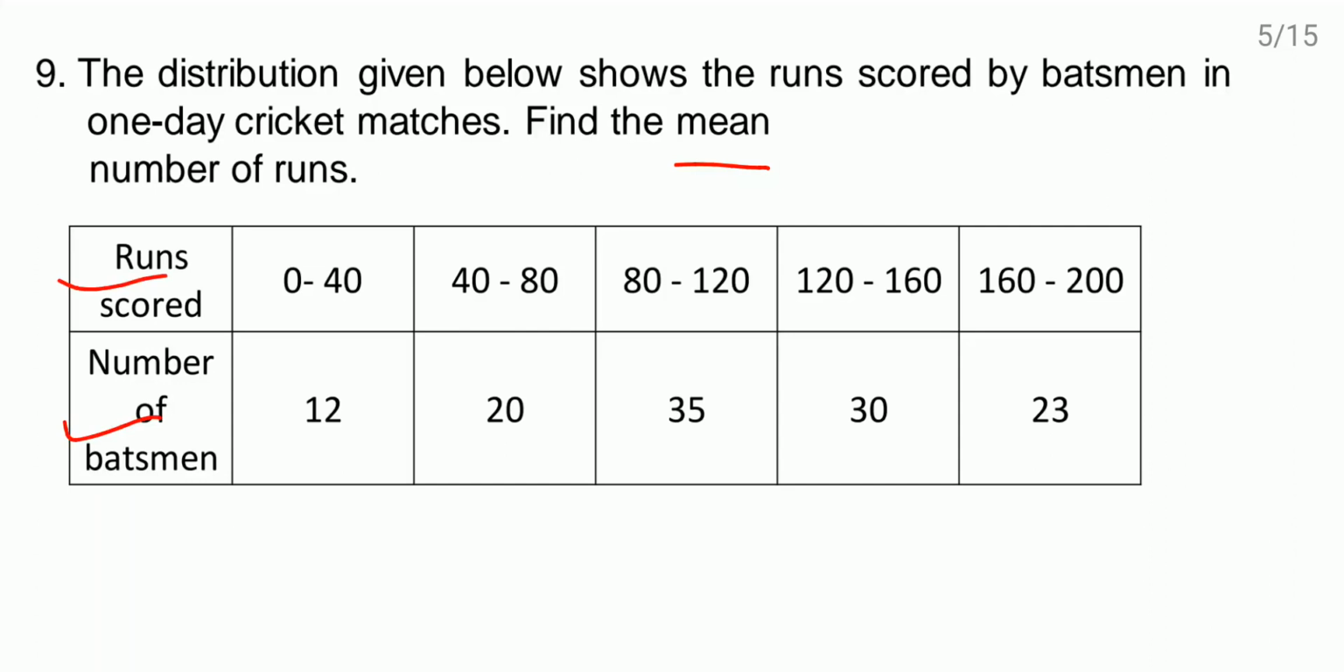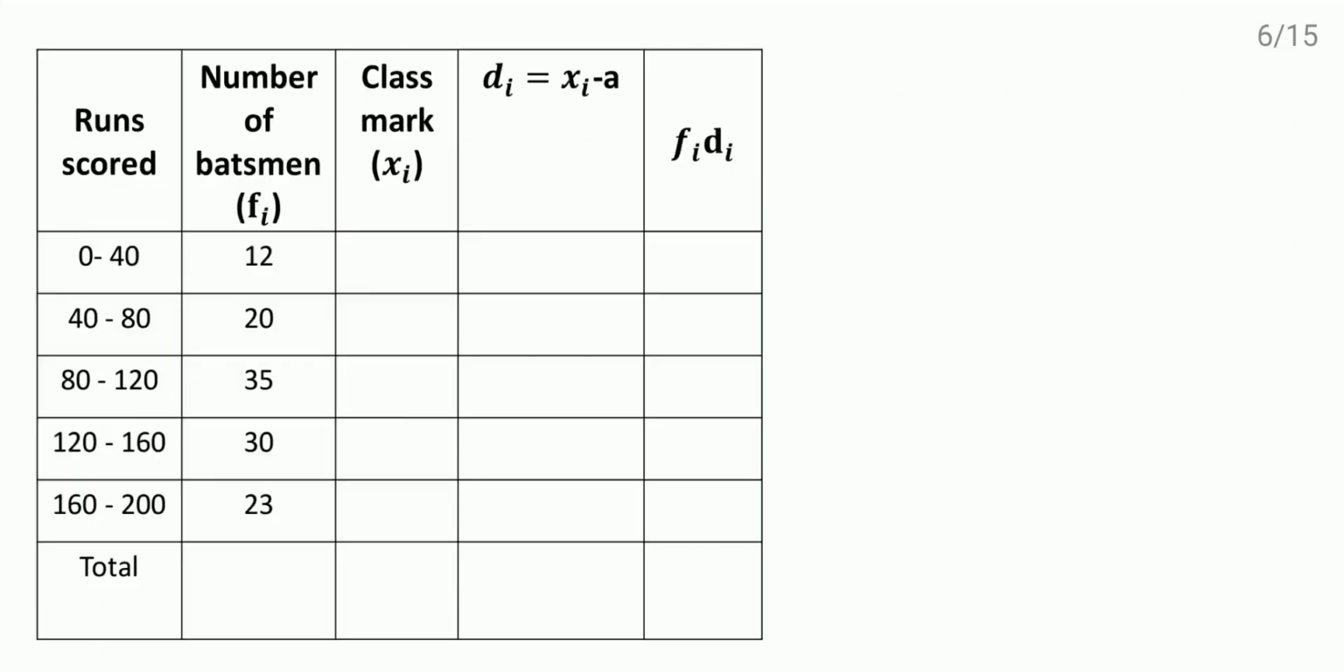We can find out the mean by the direct method or the assumed mean method. To reduce the calculation, I will go with the assumed mean method. Here you see, first two columns as it is. Class mark we'll find out. Class mark means upper limit plus lower limit divided by 2. This is the class interval. So 40 plus 0 by 2 will come as 20. Then for the next class interval, it will become 60, then 100, then 140, and here 180.